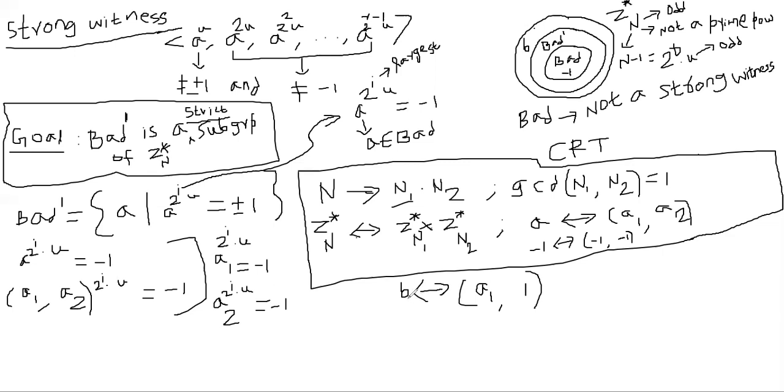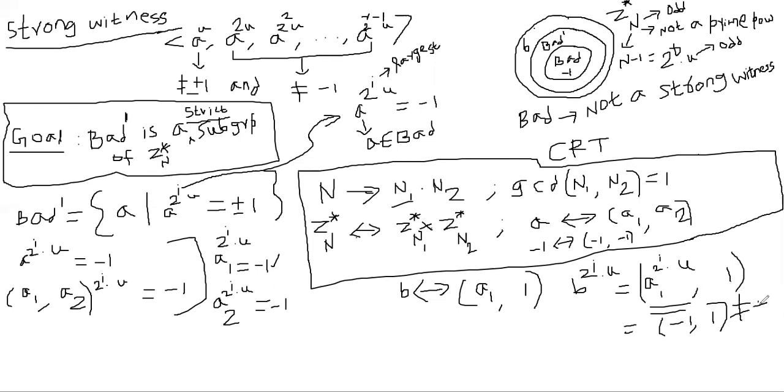Okay, and now consider B to the power 2^i times u. What is B to the power 2^i times u? Well, this is nothing but, again applying the Chinese remainder theorem, (A1 to the power 2^i times u, 1). But what is the value of the first element in n1? In n1, this is nothing but -1. So this is nothing but (-1, 1). So what is (-1, 1)? When you map it back to Z star n, it cannot be +1, because in order to be +1 you need to have 1 and 1 here. It cannot be -1 because in order to have -1 you need -1 in both places. Therefore, this element cannot be mapped to +1 or -1.